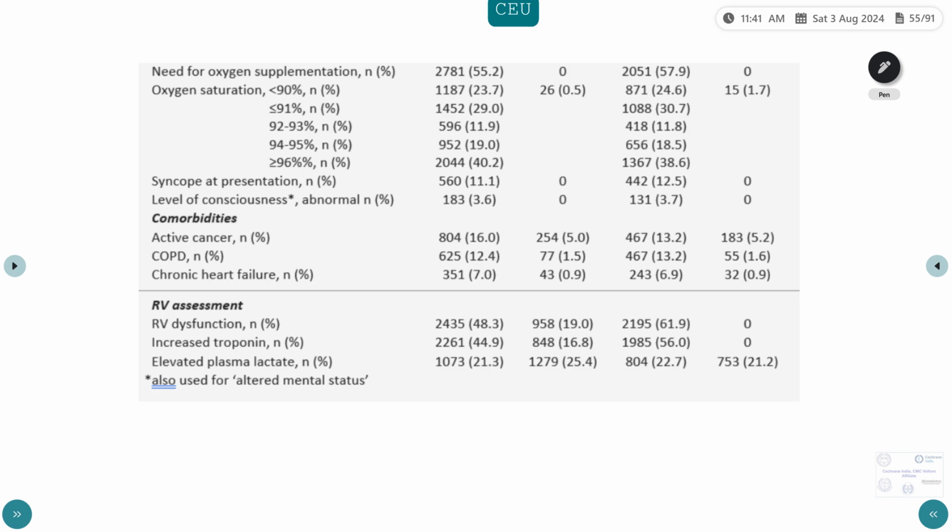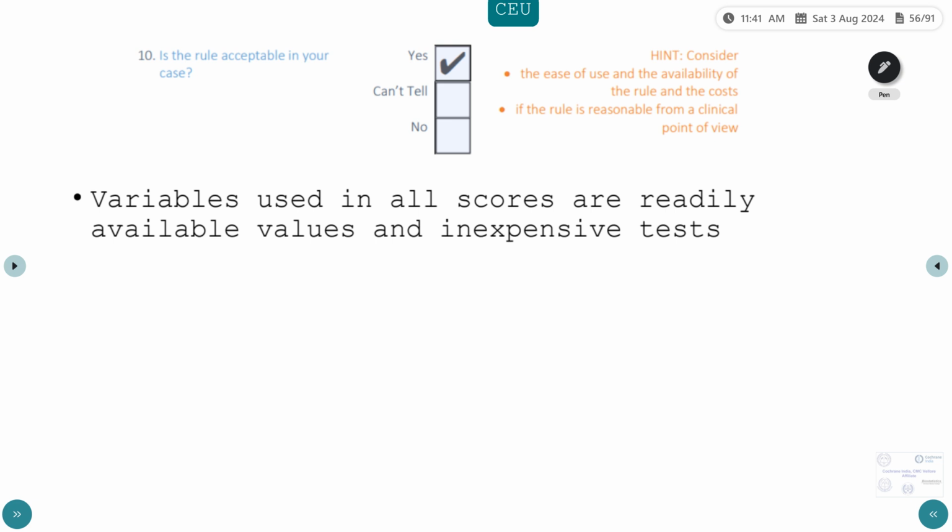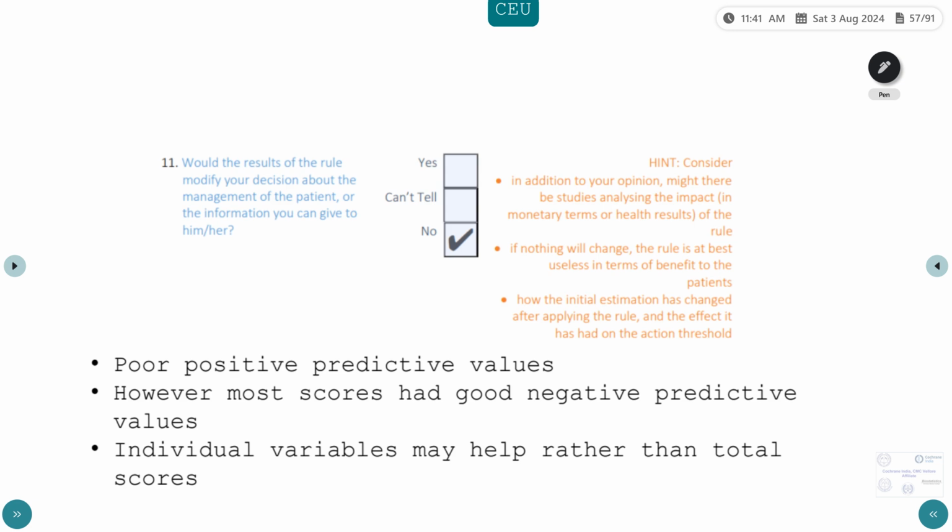And our patient had comorbidities of COPD and had right ventricular dysfunction, which was there in around 16 and 48% of these patients. So I would say we can apply this clinical prediction rule to our setting. Are the variables that they have used acceptable in our case? They have used fairly simple variables: the systolic BP, saturation cutoffs, and echocardiography, which is not too expensive and can be easily done for our patients as well. So the variables are all readily available in our hospital and are inexpensive.